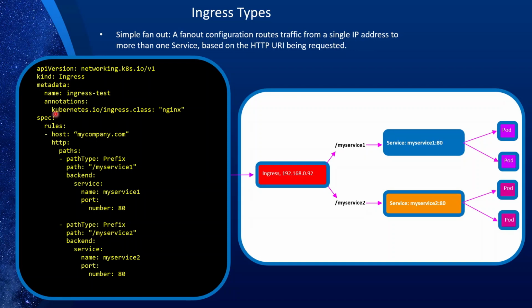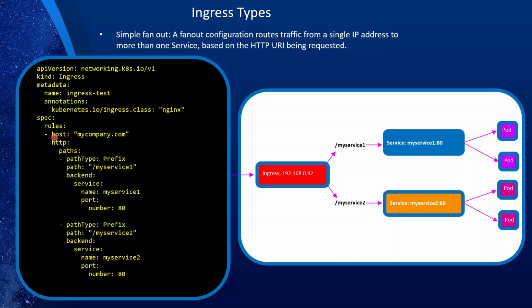So we need to specify kubernetes.io/ingress.class: and the name of the ingress controller. In this case, we are using nginx, but you can use a different one. As we mentioned earlier, there are different types of ingress controllers you can choose from. And then under the spec section, we have rules for this ingress.